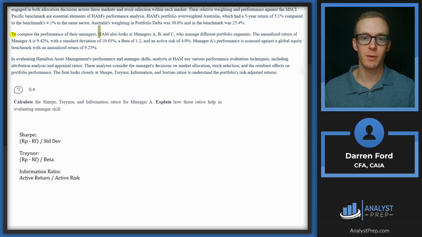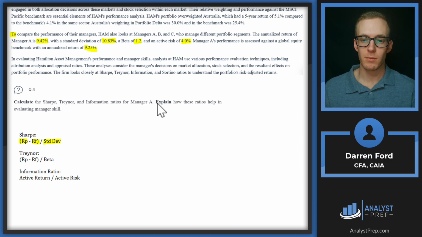So we left off here, we're looking at manager A. To compare the performance of their managers, Ham also looks at managers A, B, and C, who manage different portfolio segments. The annualized return of manager A is 9.4% with a standard deviation of 10.83, a beta of 1.2, and active risk of 4%. Manager A's performance is assessed against a global equity benchmark with an annualized return of 9.25%. So it looks like we have all the information we need there.